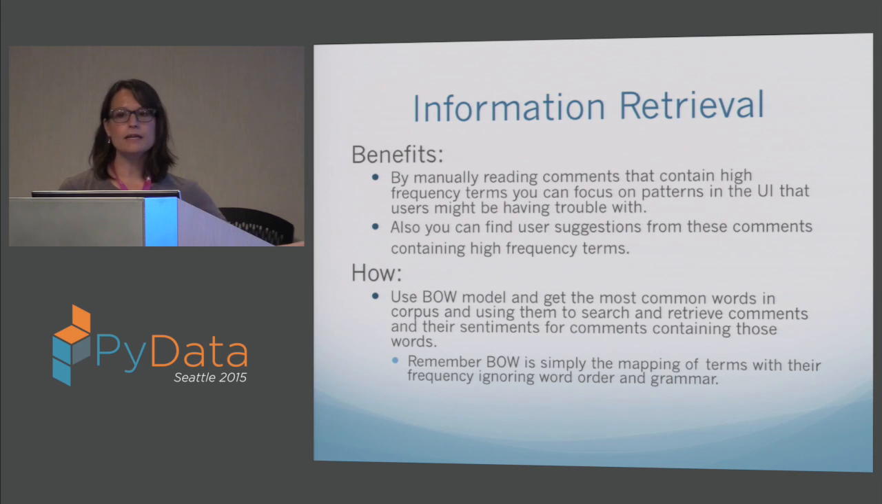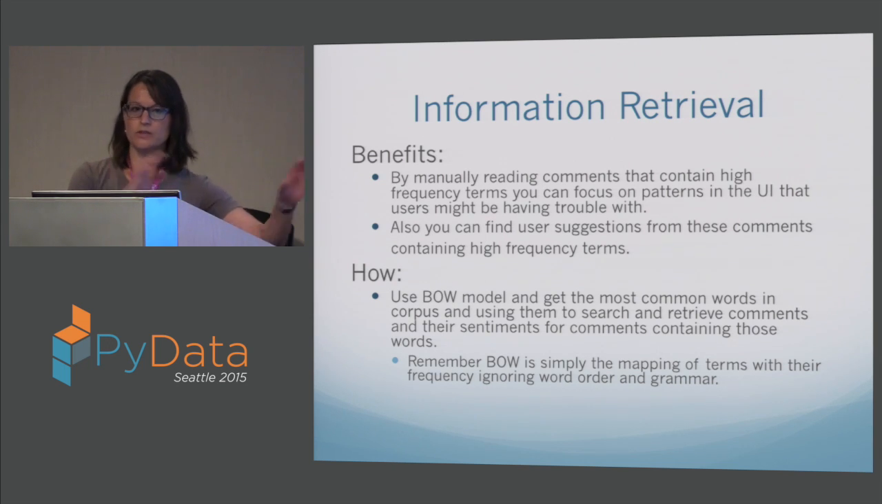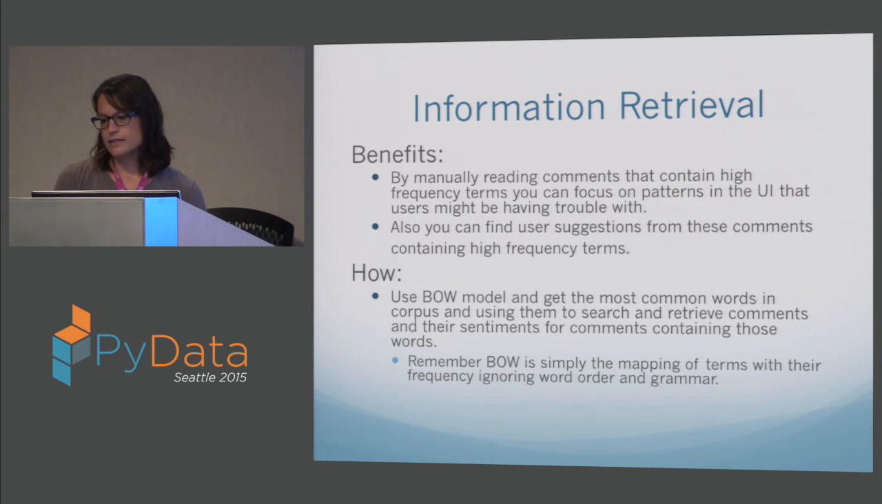And then, as I said in the beginning, information retrieval is one of the most useful things, and one of the most manual things, and also one of the easiest things to implement once you have your sentiment. The benefit is manually reading comments that contain high frequency terms. You can focus on patterns in the UI that users might be having trouble with. Also, you can find user suggestions from these comments. And then how: use a bag of words model and get the most common words in the corpus, and use them to search and retrieve comments and their sentiments for comments containing those words.